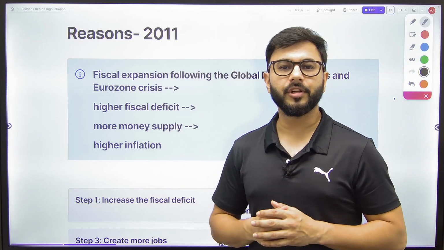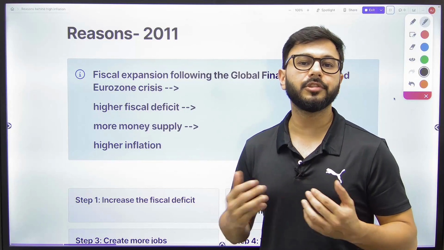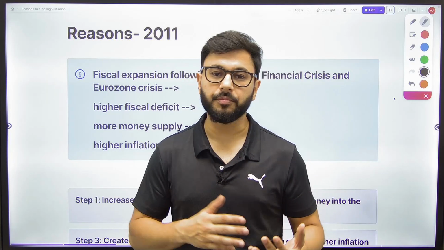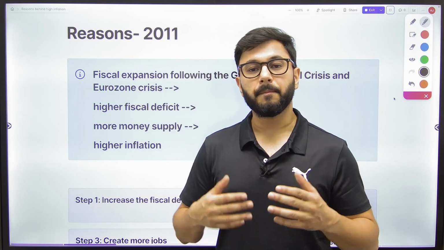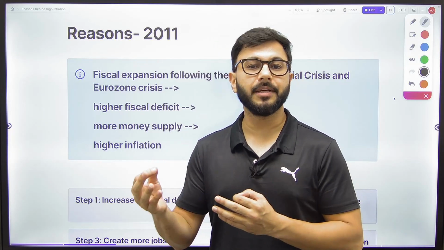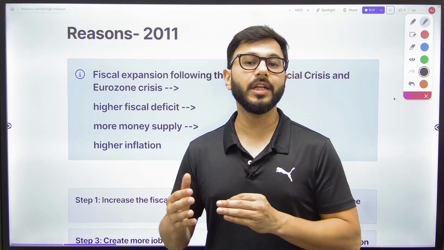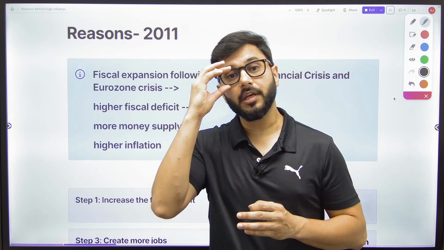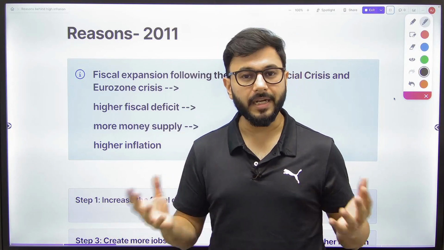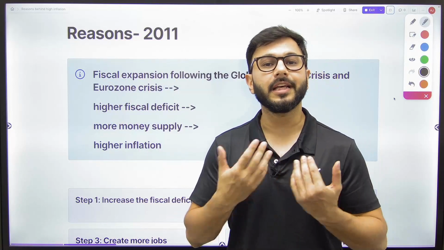The first and foremost reason was the fiscal expansion following the global financial crisis as well as the Eurozone crisis. Whenever there is a crisis situation resulting in recession or depression, the governments respond by expanding their fiscal policy. Why do they do it? This is because J.M. Keynes, in his theory, said back in the 1930s that the only way of coming out of a recession or a depression is for the government to create demand. And the government can create demand by spending more money, by increasing their expenditures. That is what we call fiscal expansion.